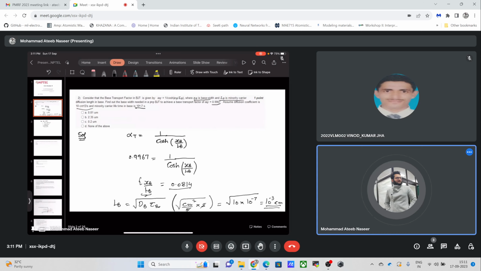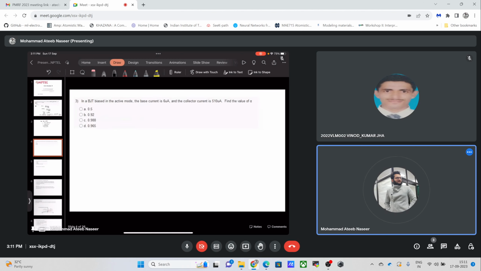So let's check the options, and option A is the closest to our answer, which was 0.814. So we will go with option A. Okay, now there is another problem related to this bipolar junction transistor, which is in active mode.